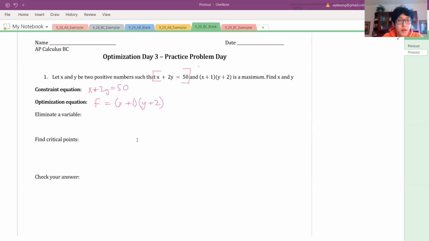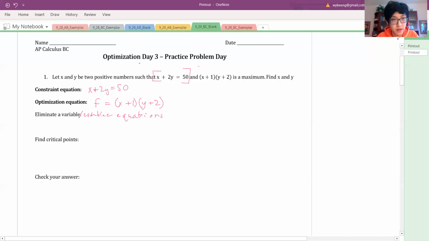Okay, so our next step now, usually it's not as clear. When people teach optimization problems, these are the two things that they focus on, the constraint and optimization equation. But I'll say the next step is we tend to want to eliminate a variable or somehow combine the equations, right? Because we have two equations and two variables, x and y, it's a good idea to see if we can somehow combine these equations so that we can actually solve for one of the variables.